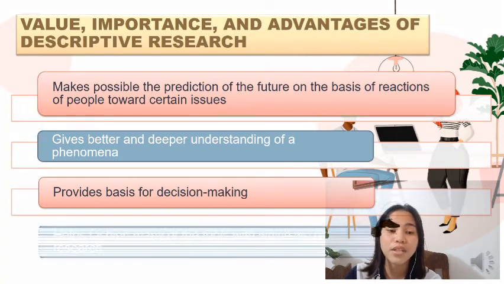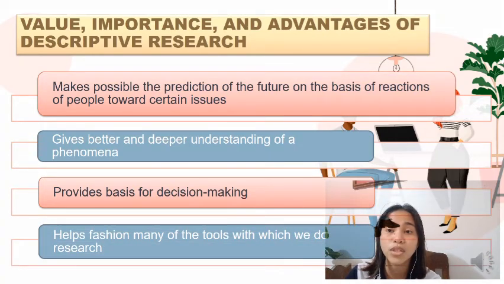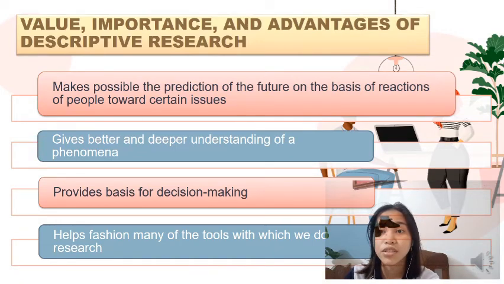Last, descriptive research helps fashion many tools with which we do research, such as instruments we use in measurement. It contributes to the development of these data gathering devices in two ways. First is through directly creating a demand for them. Second is through establishing normative standardizing procedures for measuring and calibrating the scales. Calibrating means to measure something accurately and in a precise way.